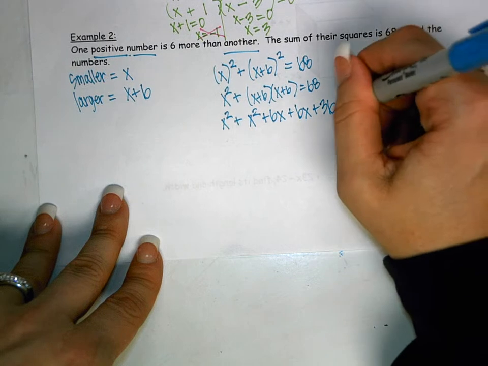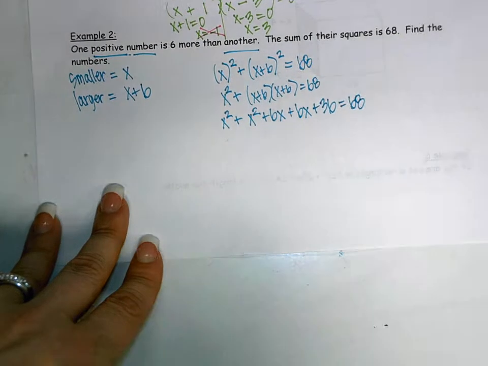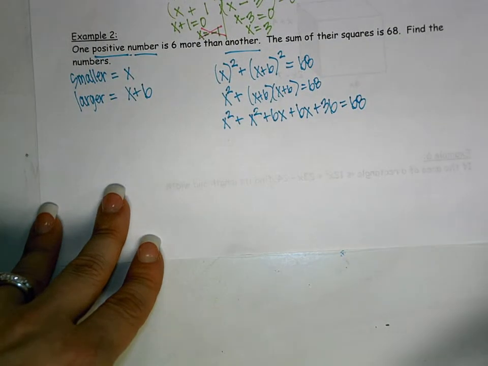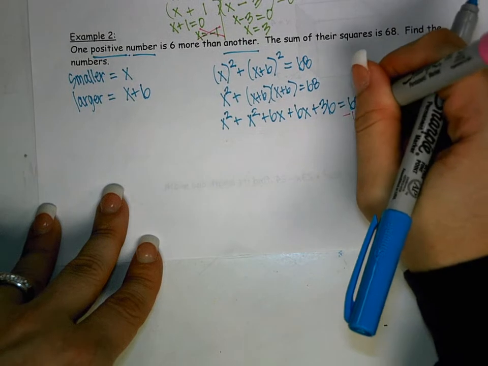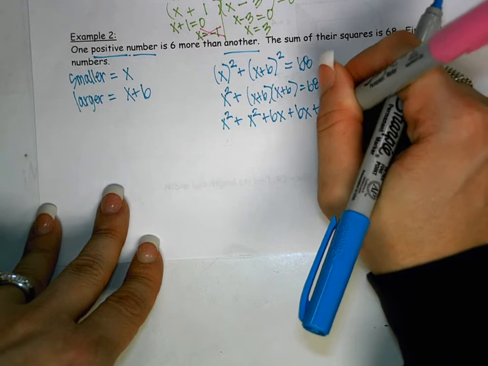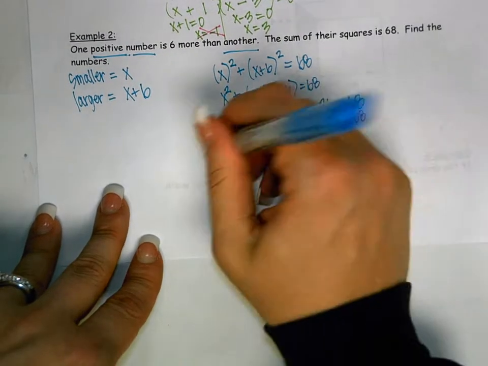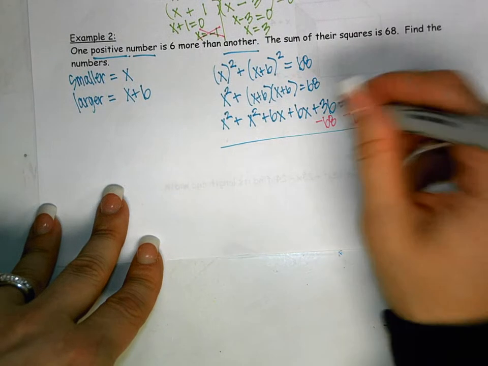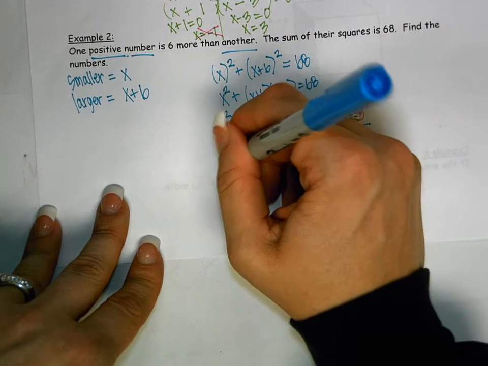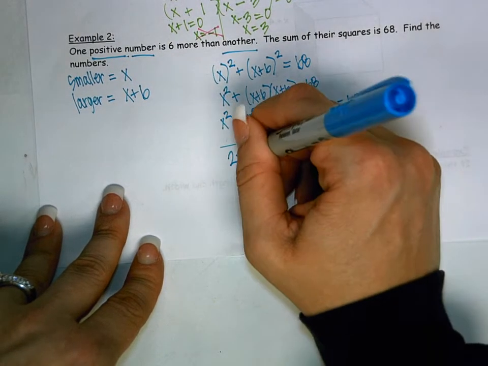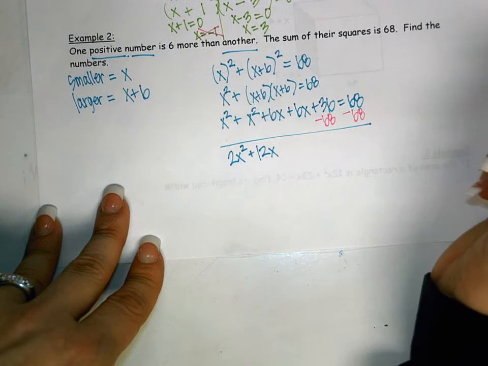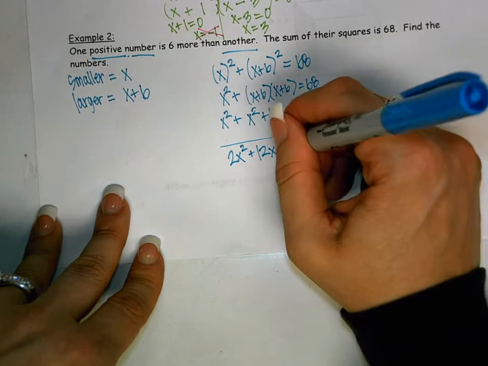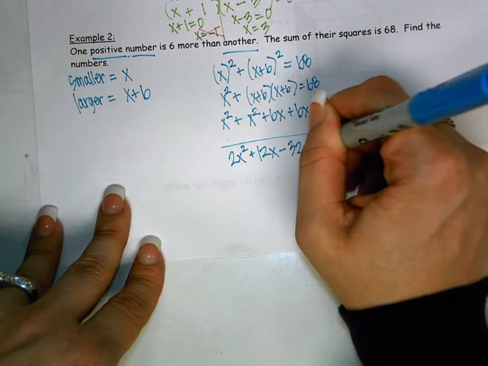Equals 68. Now, what do I want this whole thing to equal? 0. So that means I'm going to have to subtract 68. In your next step, when I'm combining like terms, you can also subtract the 68. So we get 2x squared plus 12x, 36 minus 68 gives me minus 32, and now we have equals 0.